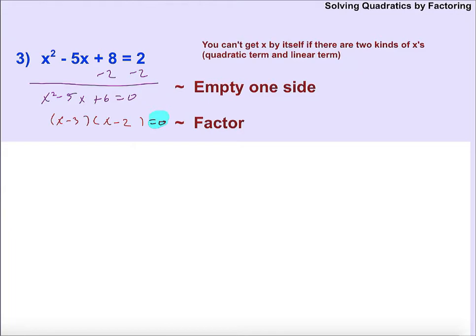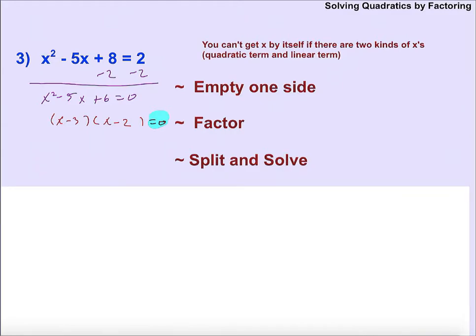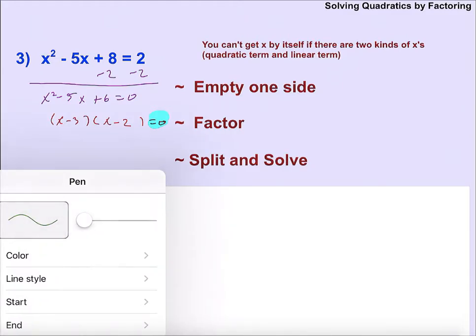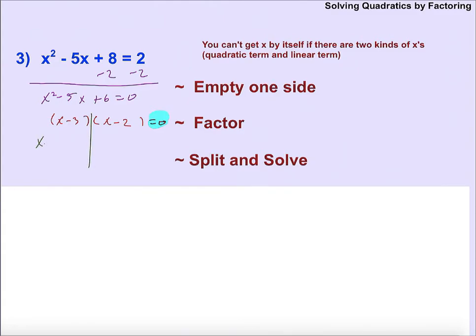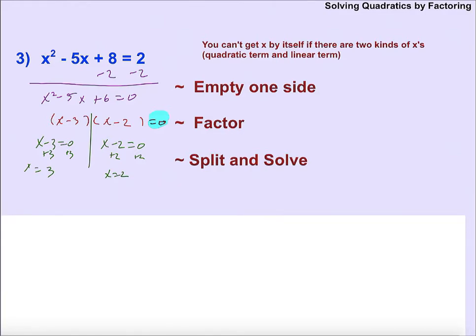But now that we have the setup that we want, we've got the product of two factors that multiply to 0. That's exactly what the zero product property is for. So now we can split and solve. Notice how we had to get that set up just the way we wanted it first. But once we have it, we can separate it into 2. That's the split. And then we can solve both of them. x equals, if I add 3 to both sides, x equals 3. If I add 2 to both sides, x equals 2. And so my solution is x equals 2 or 3.